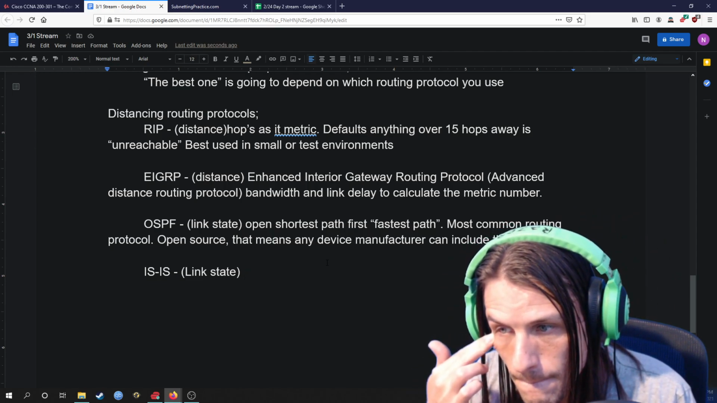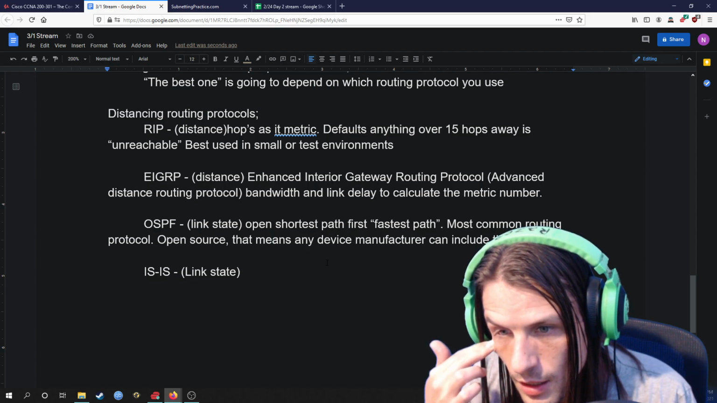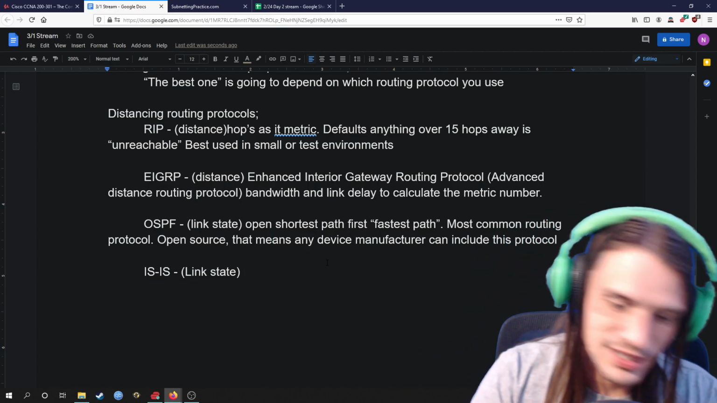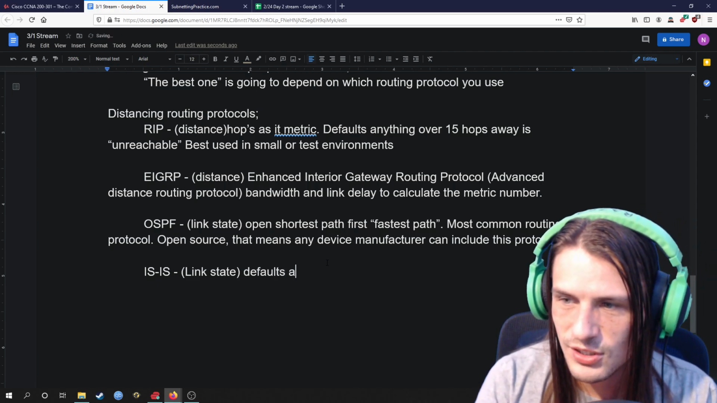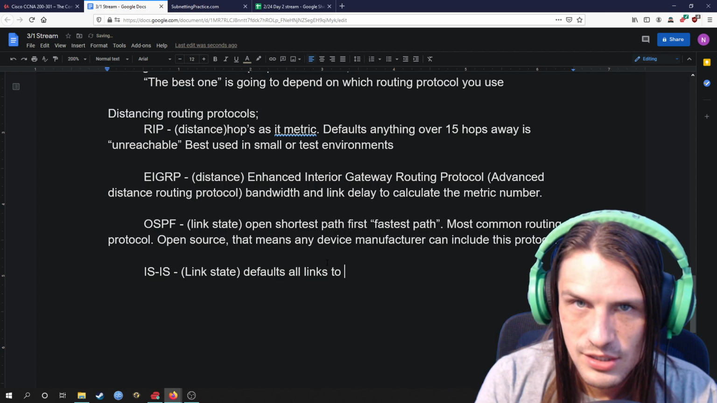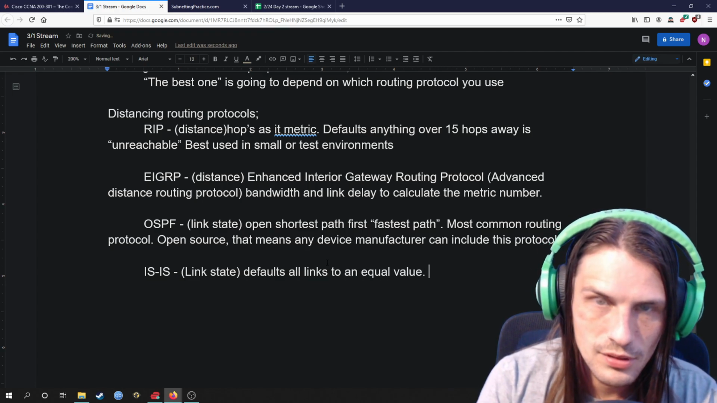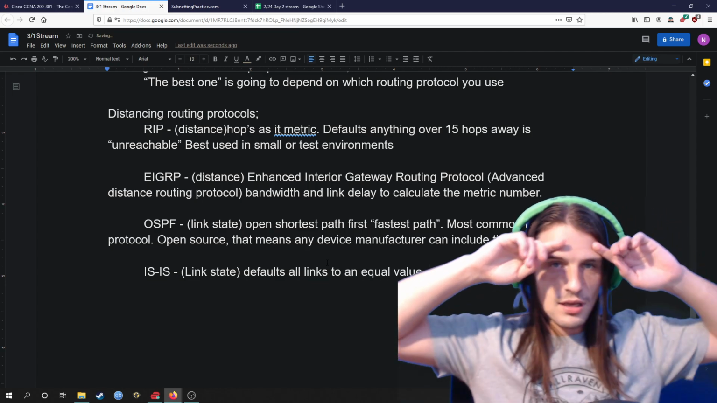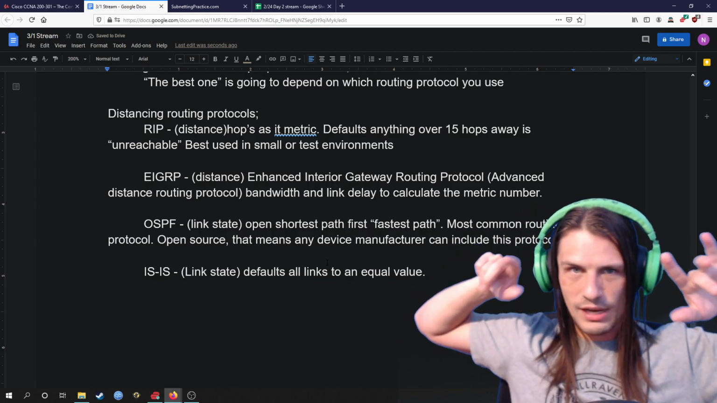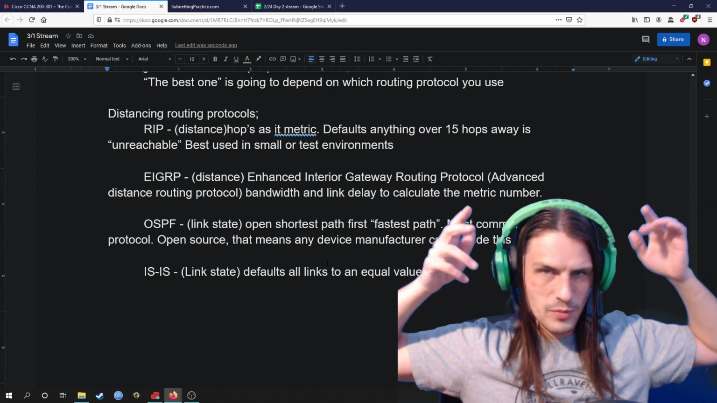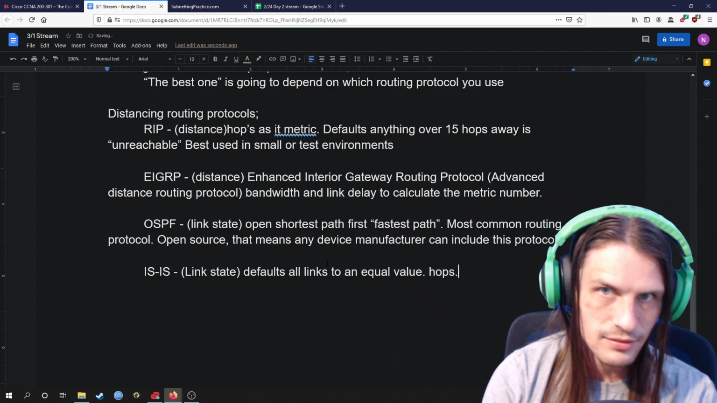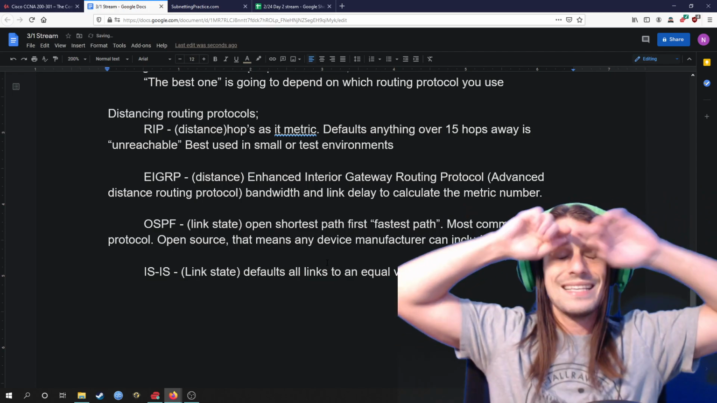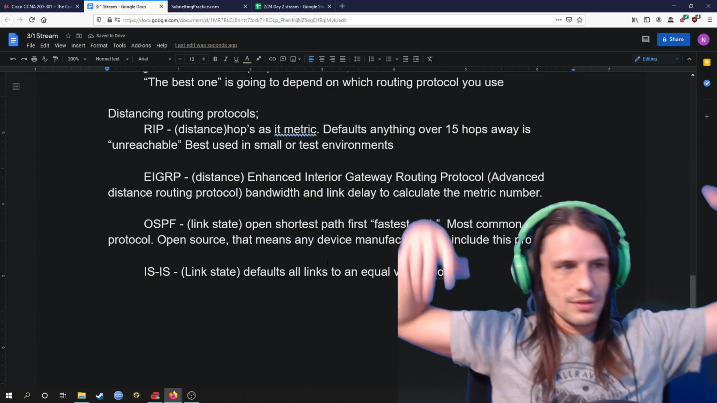So here's another one that's just really confusing. ISIS defaults all links to an equal value. What does that mean? If all the links are at equal value, then how does it determine what the best path is? This is going to blow your mind. By hops. What? Why? I don't know.